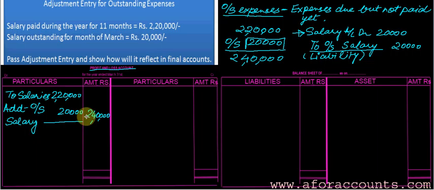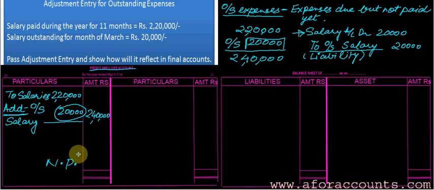Had I not done this, won't it show a wrong picture of your profit and loss account? Your profit would have increased by 20,000 had I not shown the outstanding salary here, because this is ultimately this year's expense, and not accounting for it just because it is not paid in cash is wrong. So a small rule: always add any outstanding expense in the P&L account which is not yet paid, and then you get the right net profit.